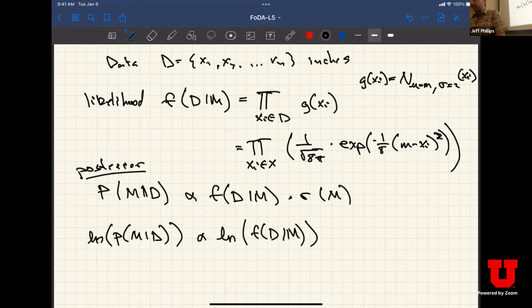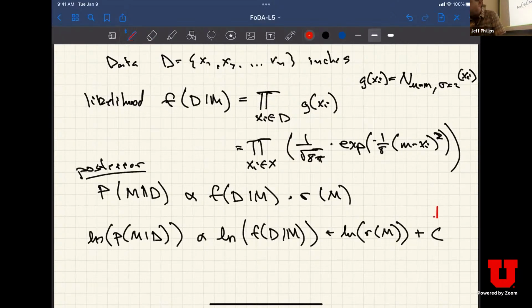Okay, so plus the natural log of the prior, plus some extra term here, some constant. Remember, there was a constant out front here, and it was a product. That becomes a sum, and the natural log of whatever this constant was becomes that constant. I'm just going to write C here, okay?